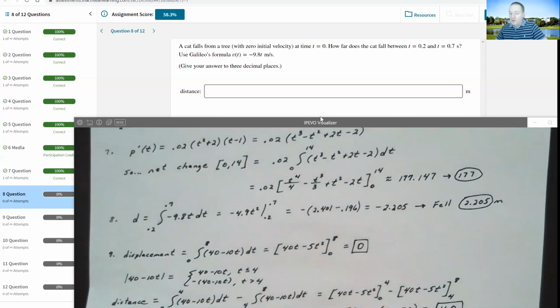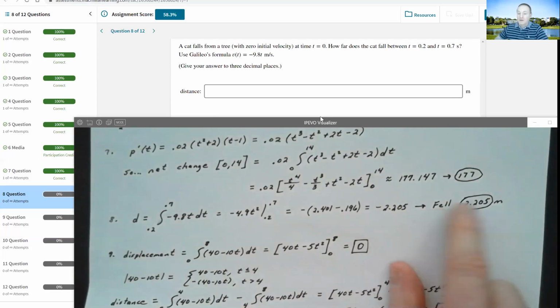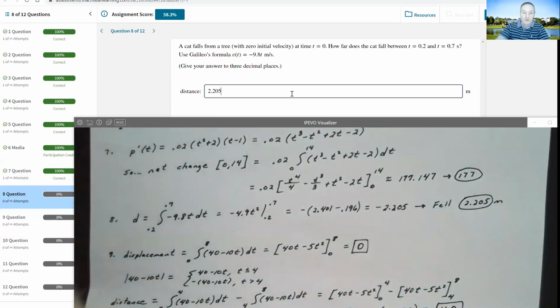Now, I don't want to put the negative in my answer simply because the question asks, how far does the cat fall? So since fall automatically implies the negative, you wouldn't say that the cat fell negative 2.205 feet, or sorry, meters in this case. That wouldn't make sense. If you fall a negative, does that mean you're going up? We know the cat's going down. The problem says fall. So I'll say, well, then the cat fell 2.205 meters. And I do not want the negative in that answer. 2.205, boom, yes.